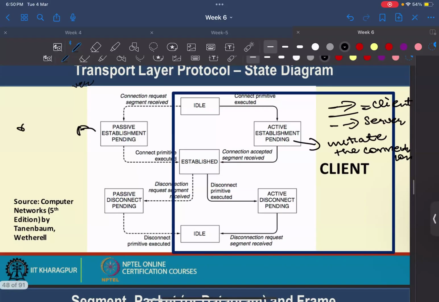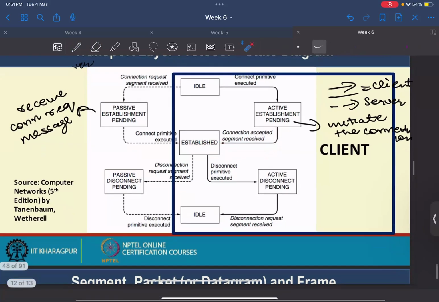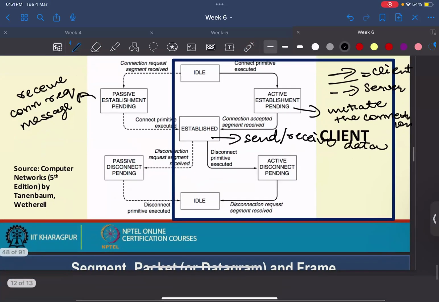The server here received the connection request message. Now the connection is basically established. If the connection accepted segment is received, earlier it was waiting, then it means the connection is established. Now, after the establishment state, they can send or receive the data. As we have discussed, once it is in the established state, sending or receiving the data is possible.